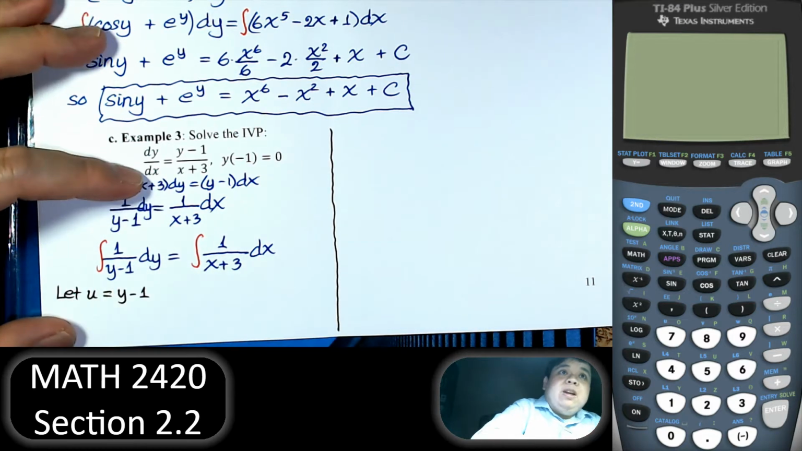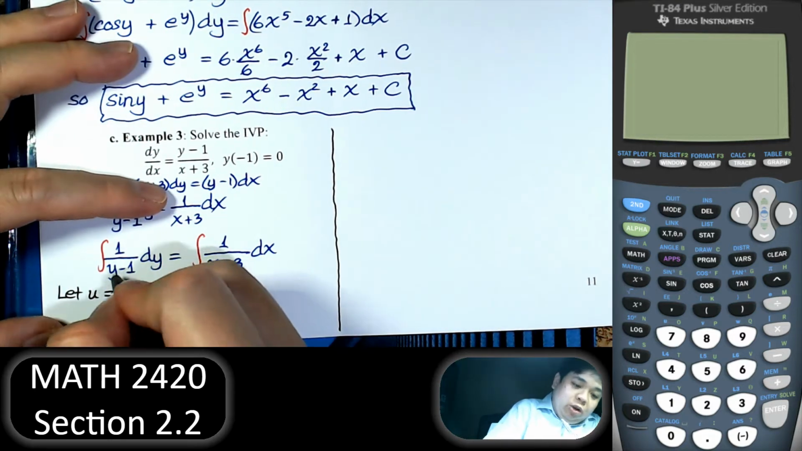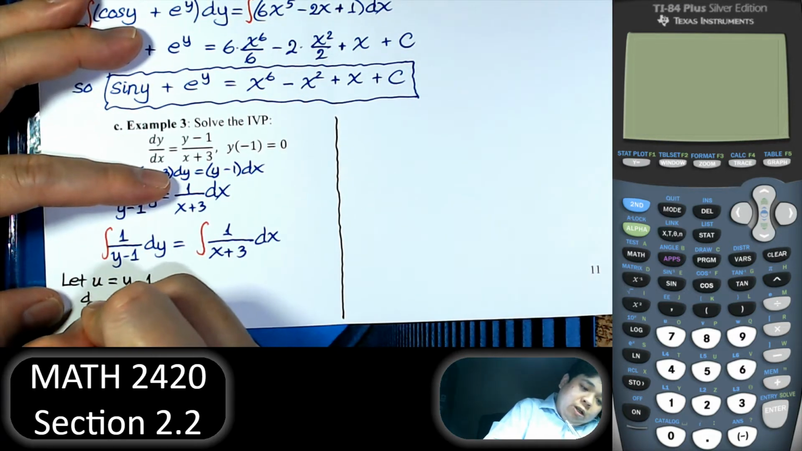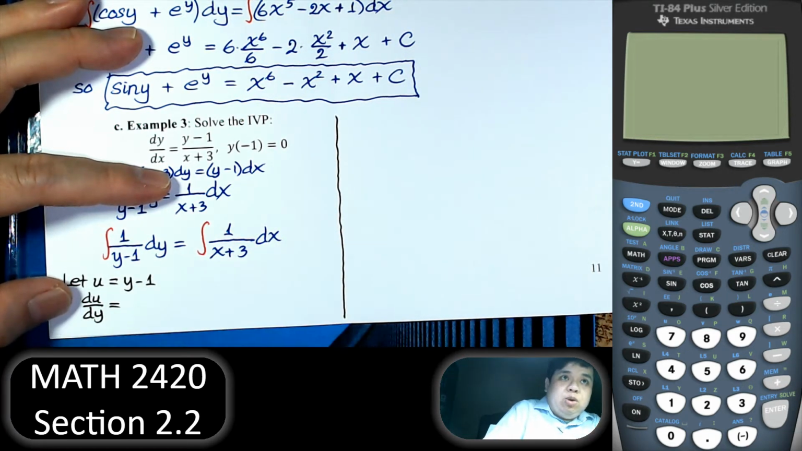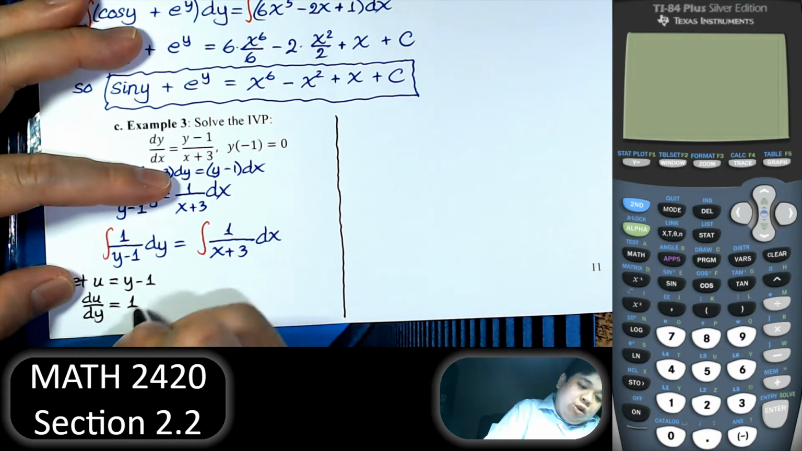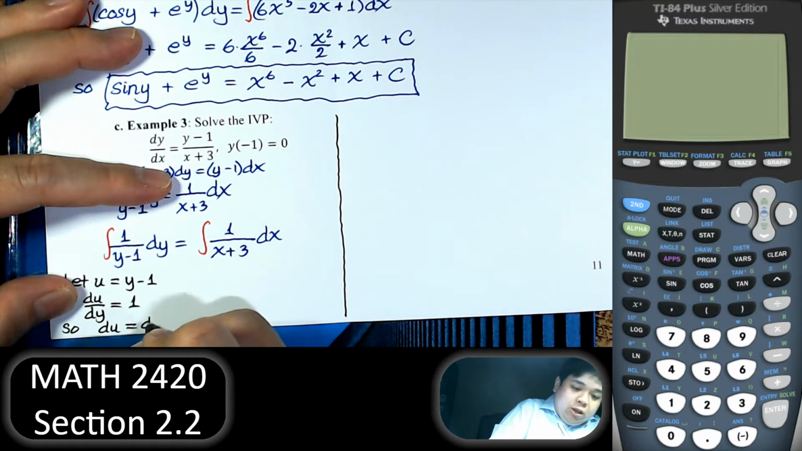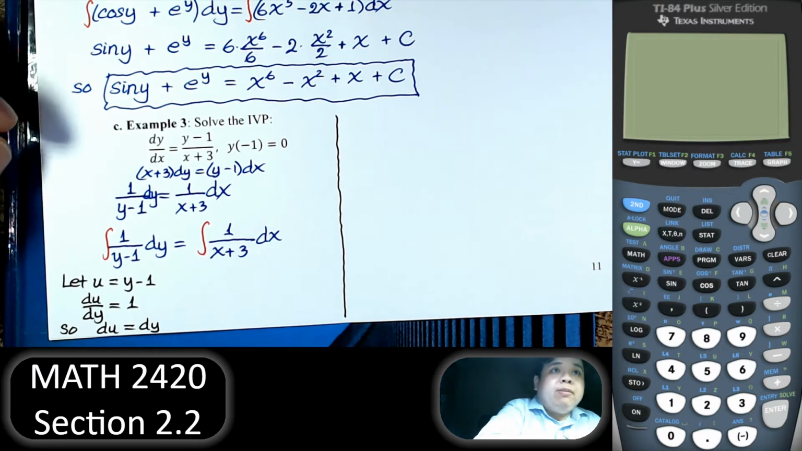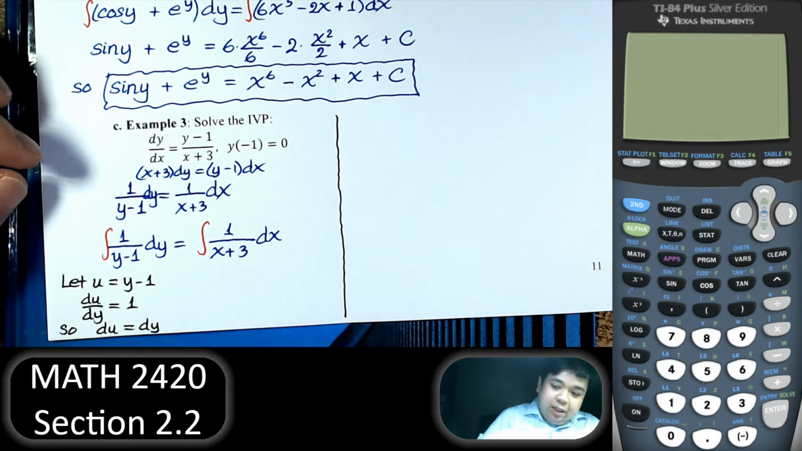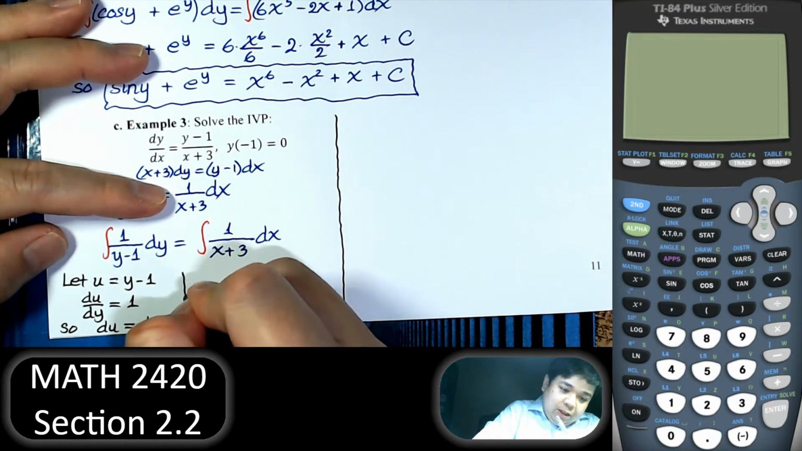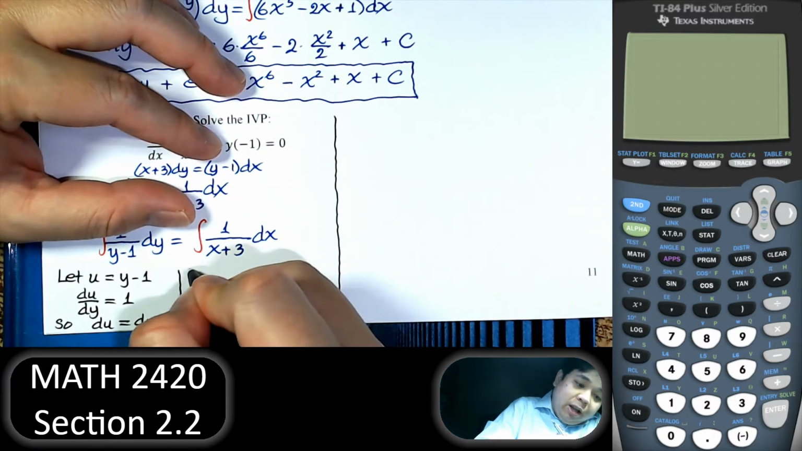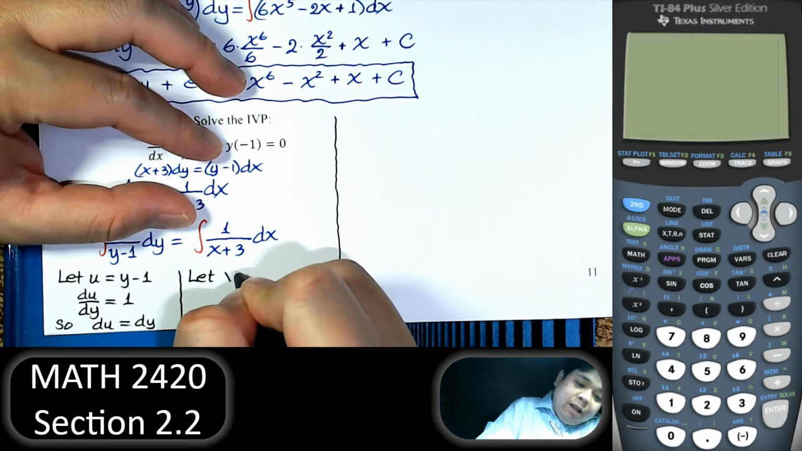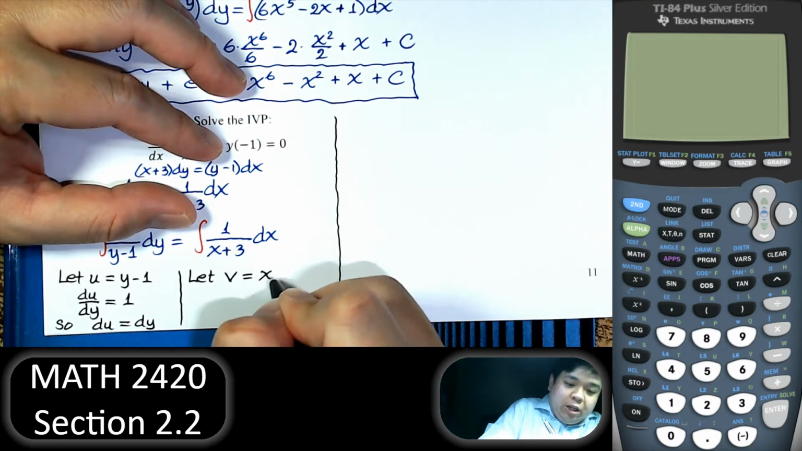So we have the bottom there, and we'll find the derivative of this. The derivative of u, du over dy, is equal to the derivative of this with respect to y, which is 1. Move the dy over, so du is equal to dy. So that's what we have for that substitution. For the other substitution, we do a similar thing. Let v be x plus 3.